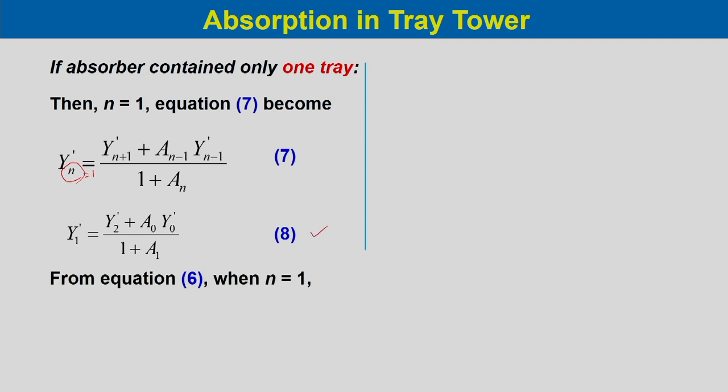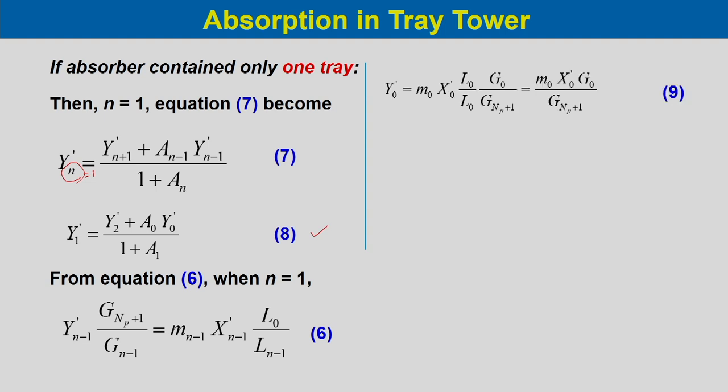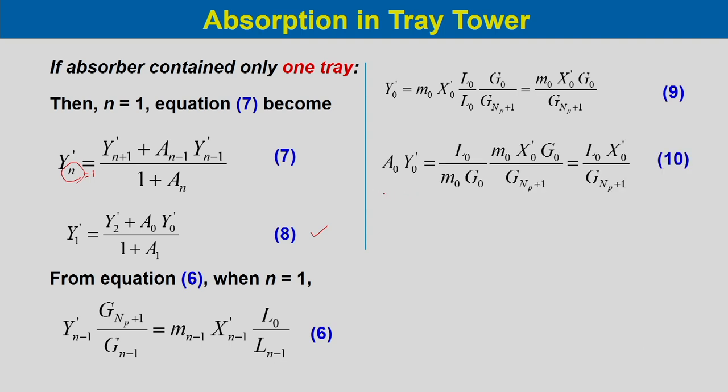Now, from equation 6, when n is equal to 1, we can write, so this is the equation 6, and when n is equal to 1, we can get y_0' would be equal to m_0 x_0' L_0 by L_0 into G_0 by G_{n p+1}, which is equal to m_0 x_0' G_0 by G_{n p+1}. We can now write a_0 y_0' is equal to L_0 by m_0 G_0 into m_0 x_0' G_0 divided by G_{n p+1}, which is equal to L_0 x_0' divided by G_{n p+1}.